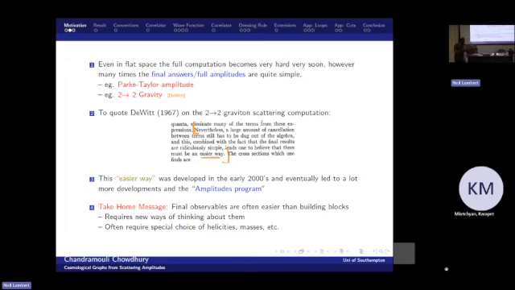So the take-home message for this talk would be, is there anything analogous to some simplification like this in cosmology? And what I'll tell you is the answer is yes, which is why I'm giving the talk. And the one take-home message will be that the final answers are often easier than building blocks. So we spend a lot of time thinking about the building blocks, but the final answers can be super simple. And sometimes this needs a new way of thinking about them. And you may need to make some special choices for your masses or your helicities, but eventually you'd want to get rid of those choices.